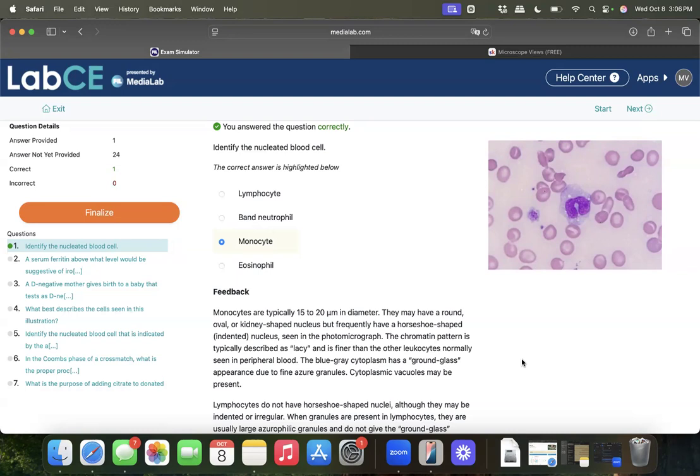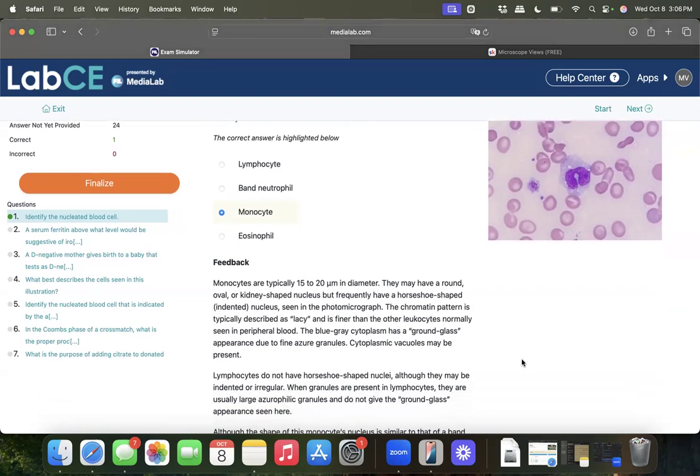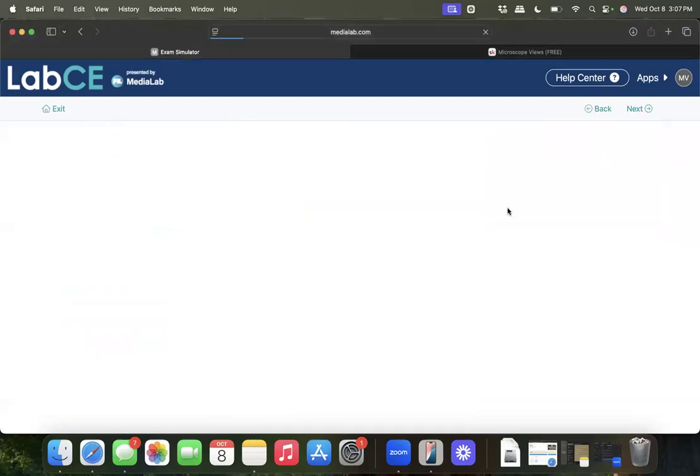Yeah, that's a giant platelet next to it. And the blue-gray cytoplasm is described as ground glass. That's something big you're going to see on your ASCP exam. Ground glass with lacy chromatin. It's got big old vacuoles. Think monocyte. All right, let's go next.